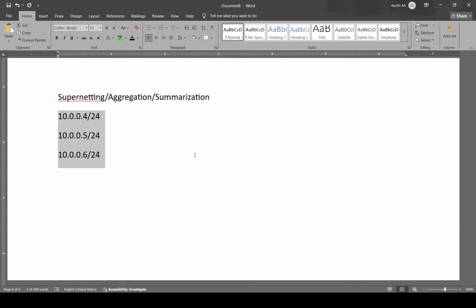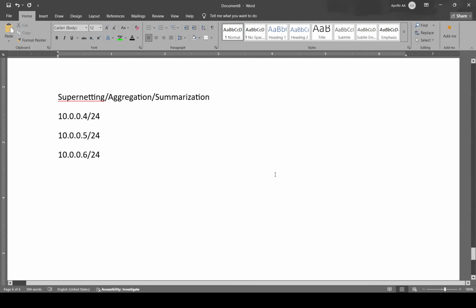So now, supernetting is combining several routes into one route. And because we now understand number systems, and we understand binary, we want to write out all three routes into just one in binary. So if we do this in binary, I will not focus on the first three.